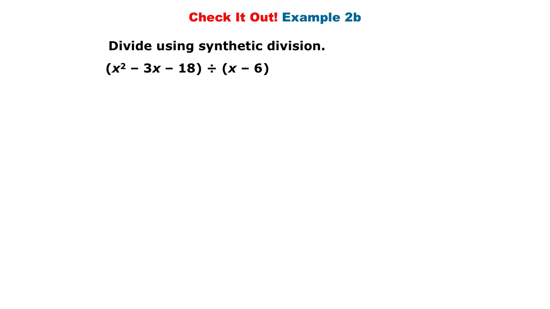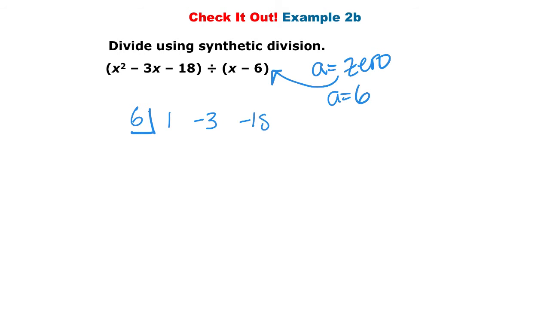First thing in synthetic division, we need to figure out what A is, or what number we're going to put in this box right here. A is really going to be the 0 of this factor right there. And so in this case, A is going to equal 6, because if x is 6, then that factor equals 0. 6 minus 6 would be 0. So I'm going to put that in the box. The next thing we do is we write down the coefficients from our equation. So there's a 1 here in front of x squared, so I have 1.